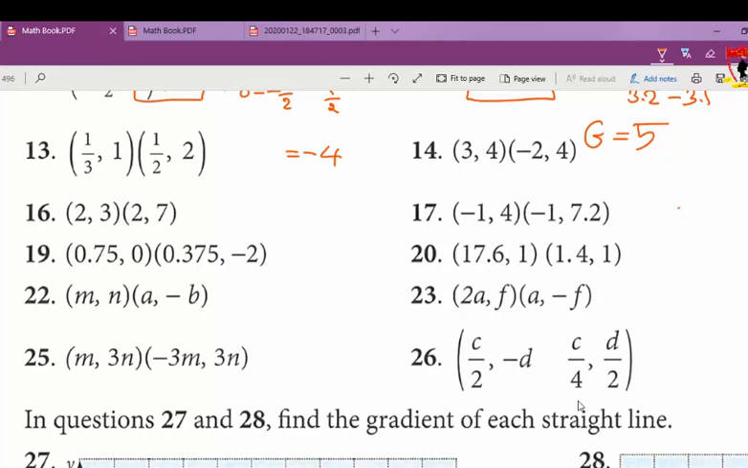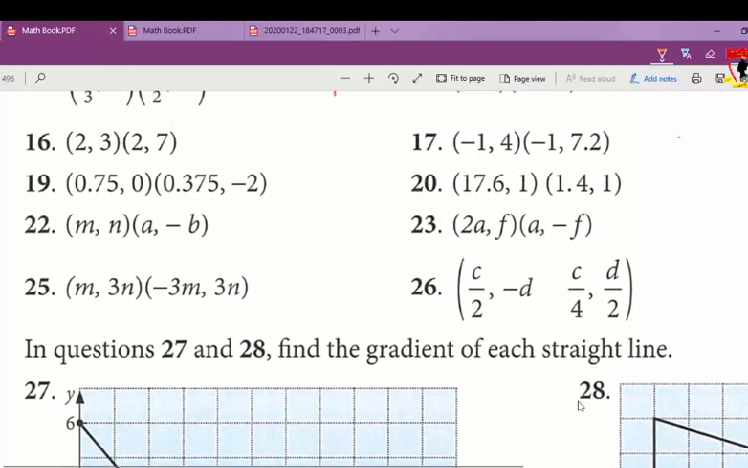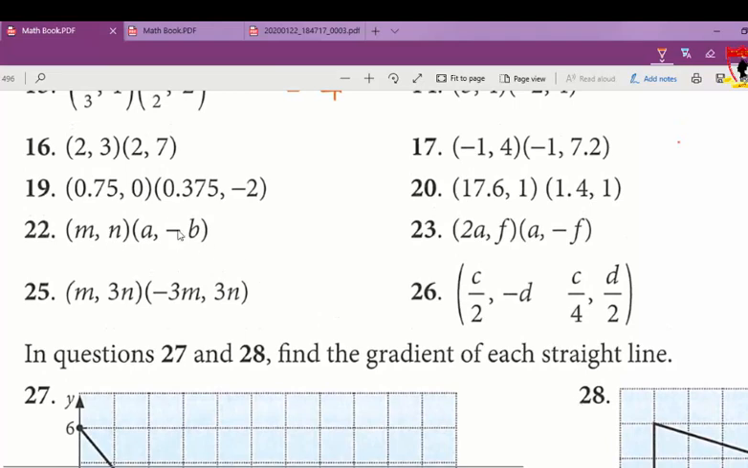Here, what if we have letters? When we have letters, we just write them in the rule. Since we cannot simplify, we just leave it. Here, let's pick this one as x2 and y2, this one as x1 and y1. It's okay if you reverse the process. It's the exact same gradient.